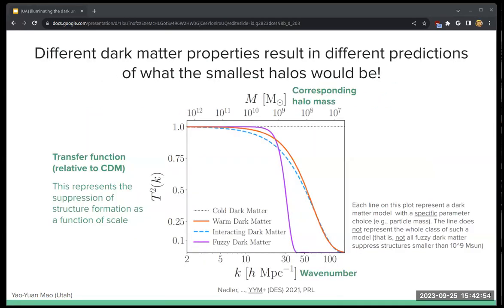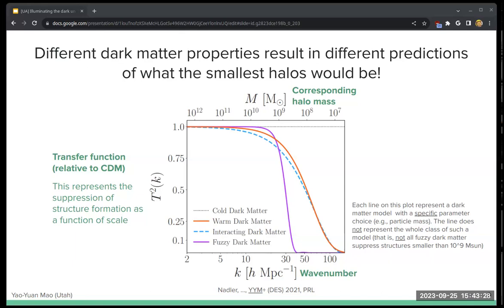So here is a more specific case for warm dark matter. You can consider different dark matter models. This is the ratio to cold dark matter, so cold dark matter is the 1.0 horizontal line here. What is this transfer function? Roughly, you can think of it as the suppression of structure formation as a function of halo mass. Roughly speaking, 0.75 means that you suppress about 25% of the structure forming at that mass scale.